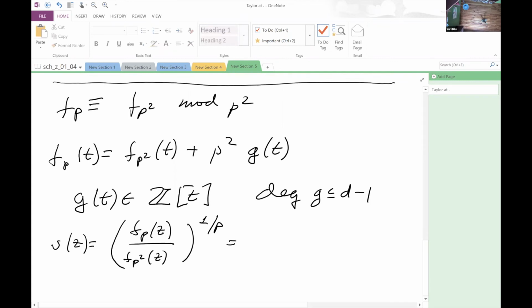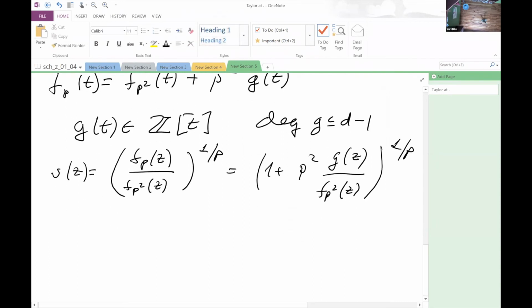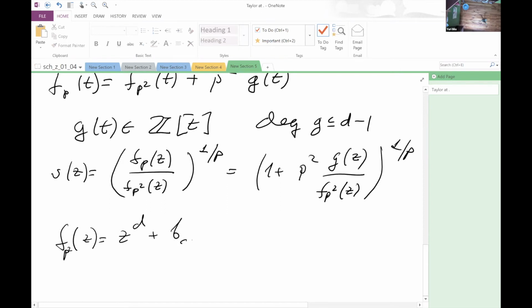We write it like we did, so we obtain 1 plus p squared g of z over fp squared of z, which is 1 over p. So let us write our polynomials. So fp squared of z, well, let us write it like this: z to the d plus some b d minus 1 z to the d minus 1 plus etc. plus b0.